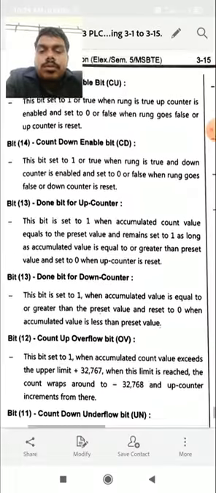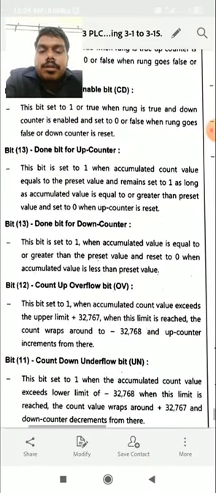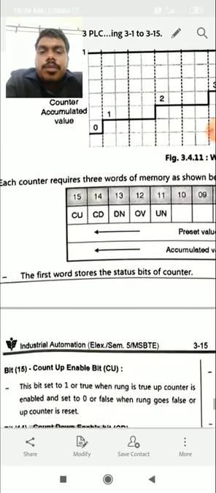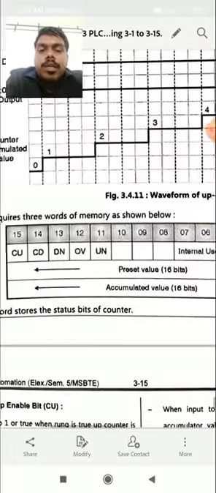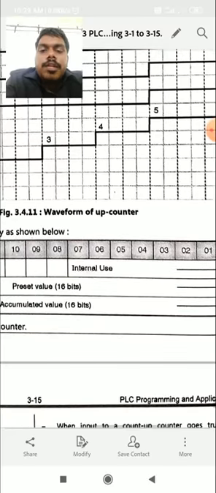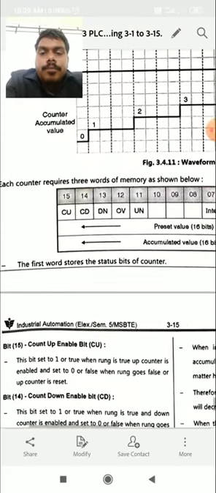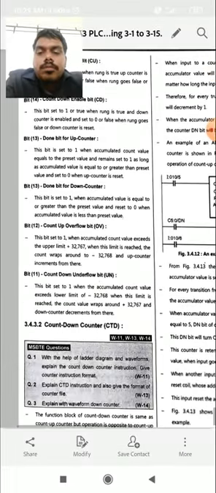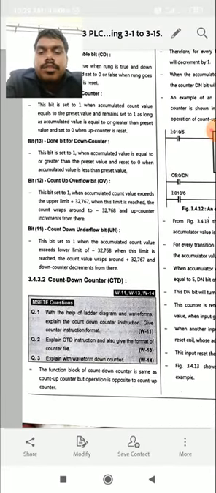Down bit. So you can read it very easily. Remember some points, remember this table, then you can write automatically. Remember that bits 0 to 7 are for internal use. The accumulated value is up to 16 bits.